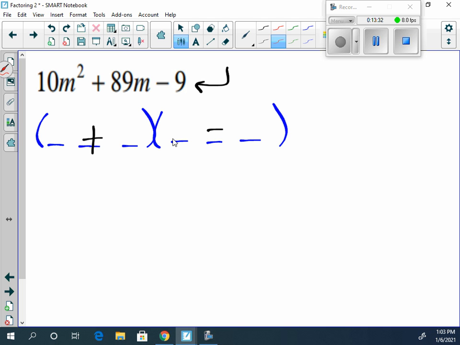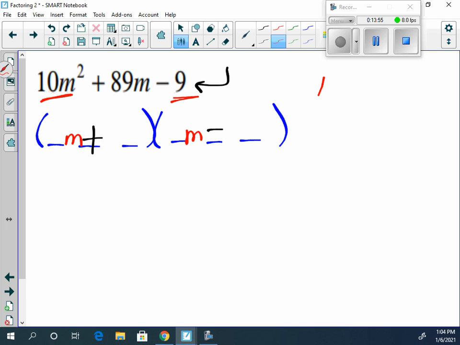So that brings us to our next step, which is going to be the factors of the first and third term. Now the factors of the first term, well, m squared, the only set of factors for m squared are going to be m and m. That's the only ones that we'll have. That's the only way we can multiply m's together to get m squared.